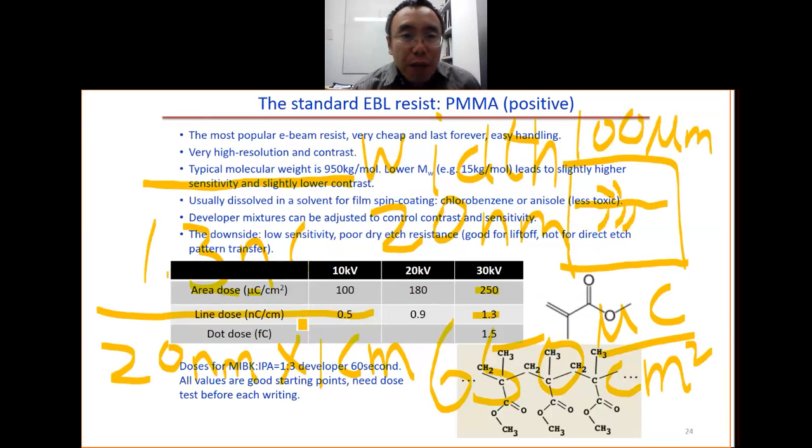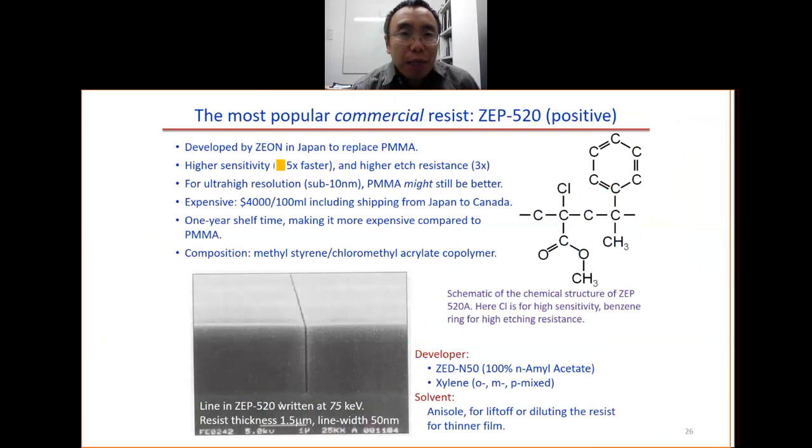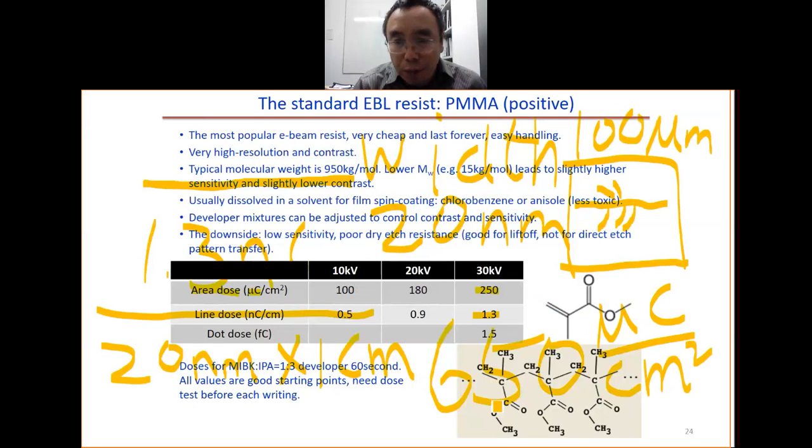So we know that the main problems for PMMA are the low sensitivity and the poor etch resistance. To solve this problem, in the 1990s, a Japanese company, Zeon, developed a resist they called ZEP520. The main component is this copolymer. This resist has higher sensitivity than PMMA and also higher etch resistance. So why is this one more resistant to etching than PMMA? Because PMMA is a linear polymer.